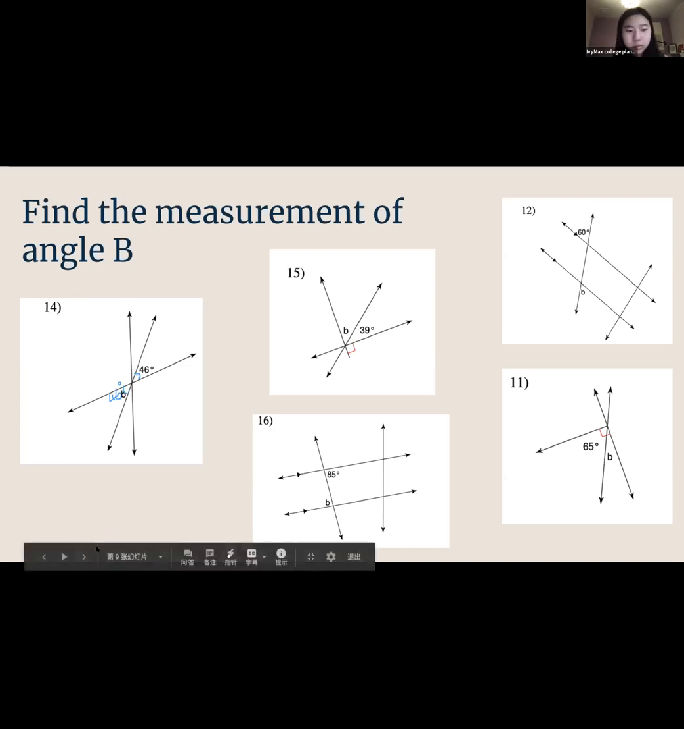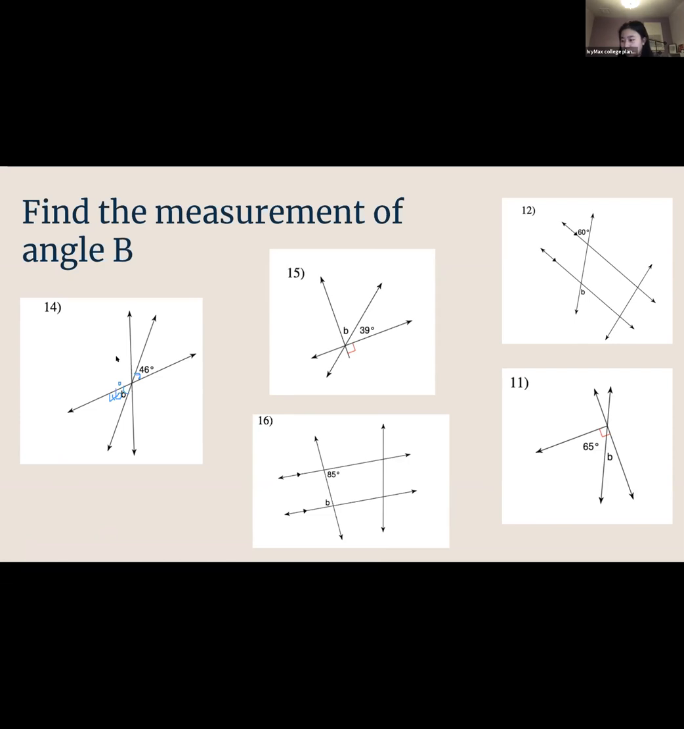Okay, so let's go over it. Marco, do number 12 and 11. Yeah, so for number 12, the measurement of angle B, since it's the alternate exterior angles theorem, it would mean that B is also 60 degrees. And then for number 11, you know that 65 plus B is 90, which means that B is 25.